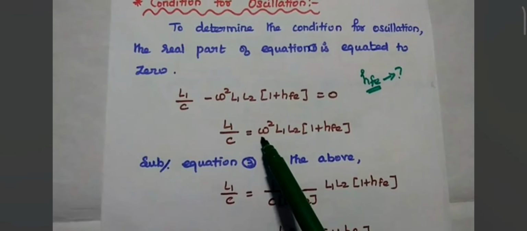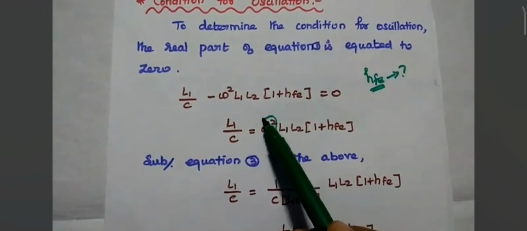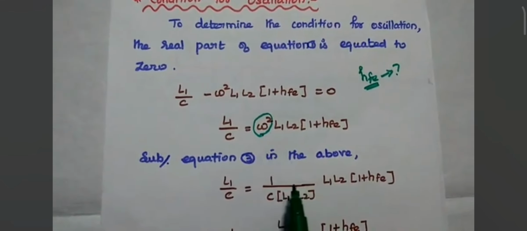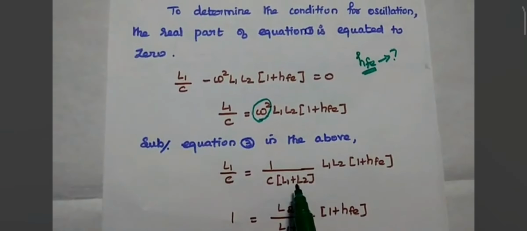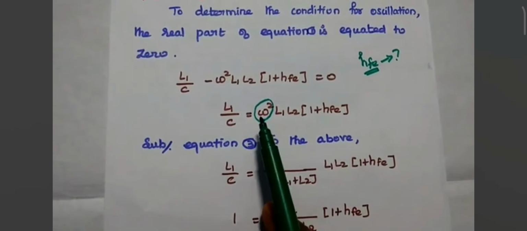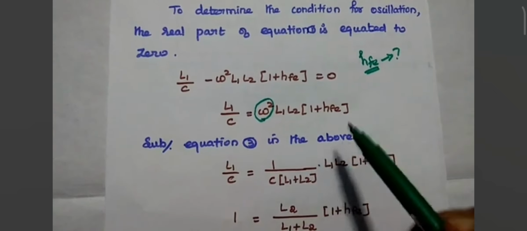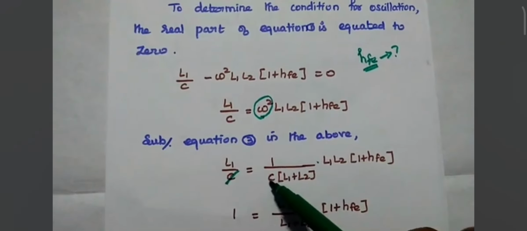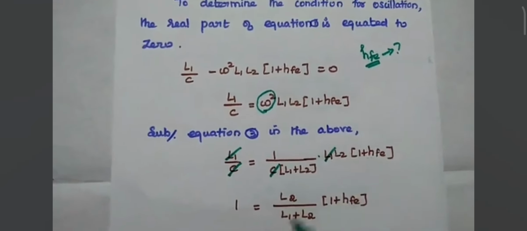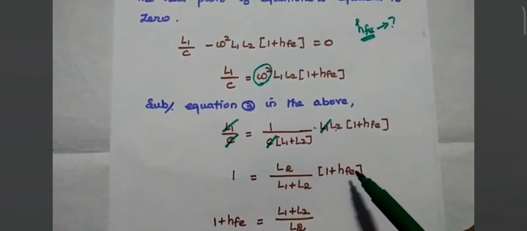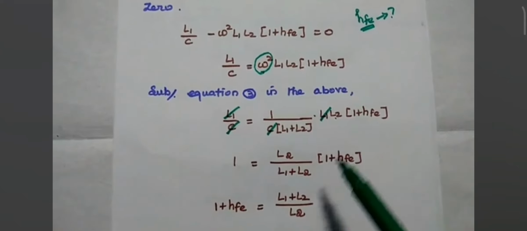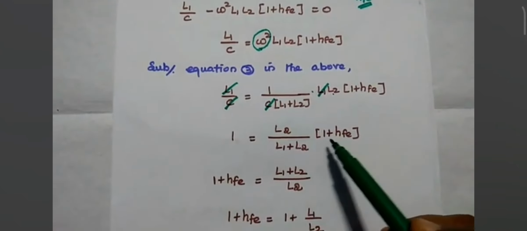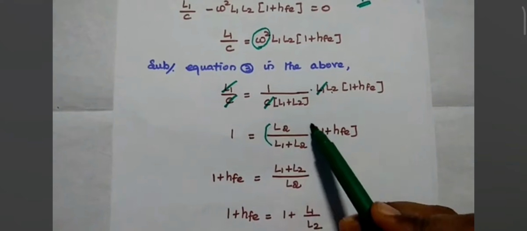So next we are going to substitute the third equation in this equation. So what is the third equation? That is omega squared, whose value is 1 by C into (L1 plus L2). Okay, this omega squared is replaced with this value, and here it is L1 L2 into (1 plus HFE). Then we can divide these two values on both the sides. Then this side becomes 1, that is equal to L2 into (1 plus HFE) divided by (L1 plus L2). So next step, we are going to keep this 1 plus HFE here and move this term to the other side in a reciprocal manner.